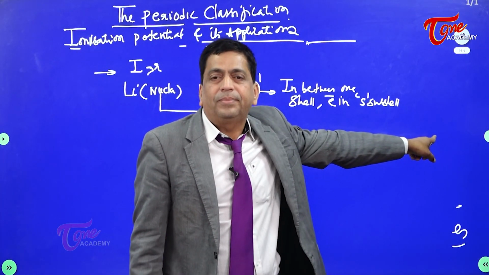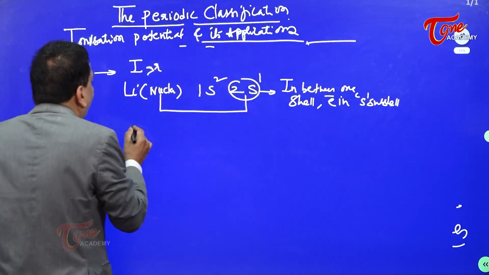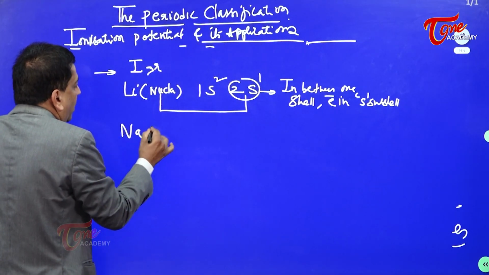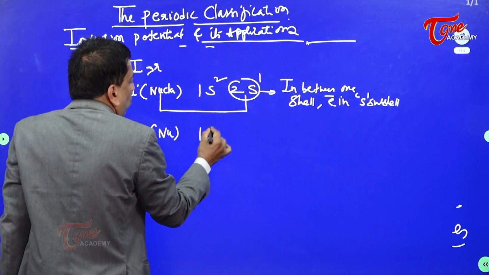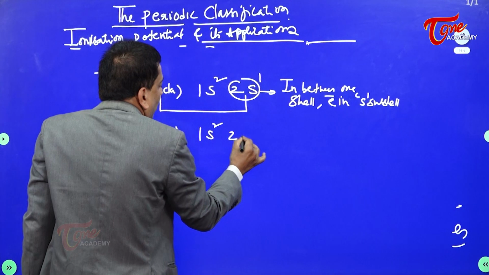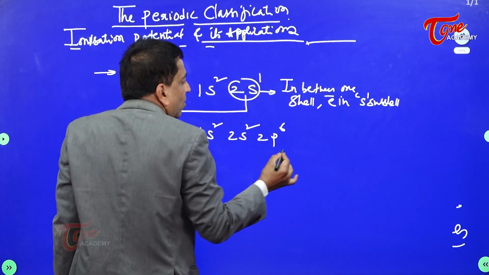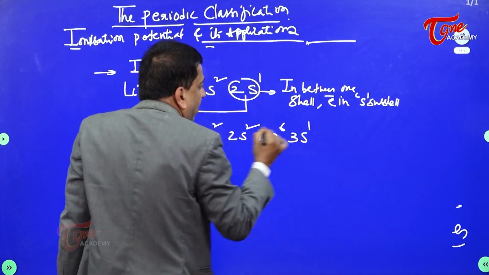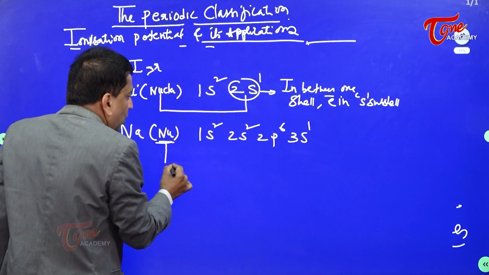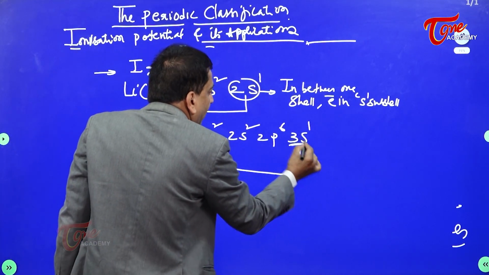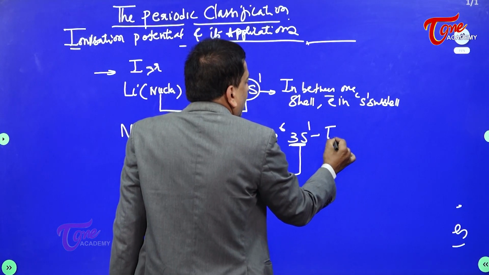Now let me write sodium. Sodium nucleus, and I can write its configuration: 1s2, 2s2, 2p6 and 3s1. Look at this. Between the nucleus and the outermost shell, you have two shells.